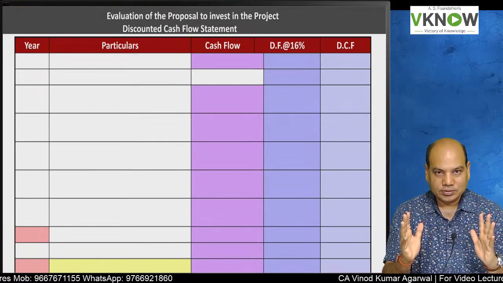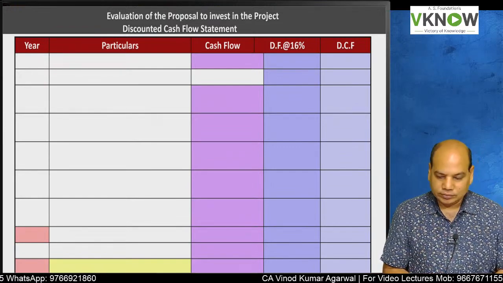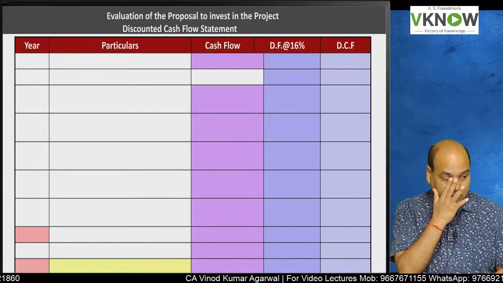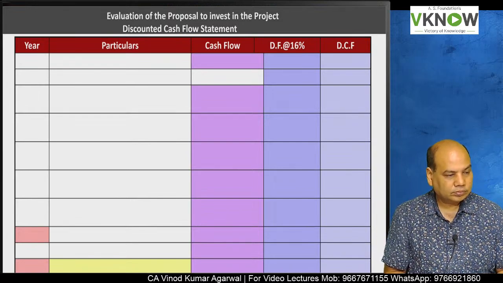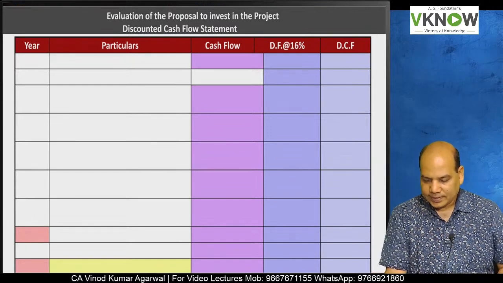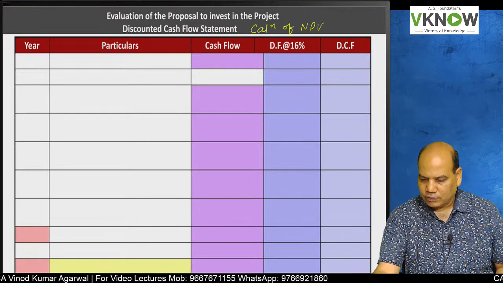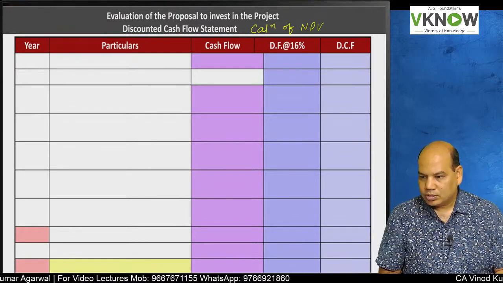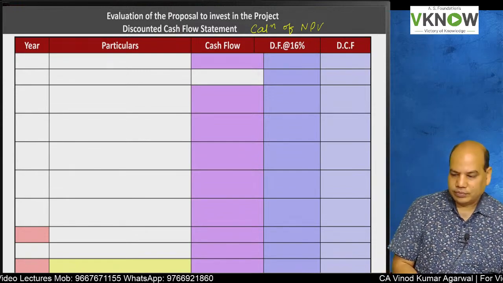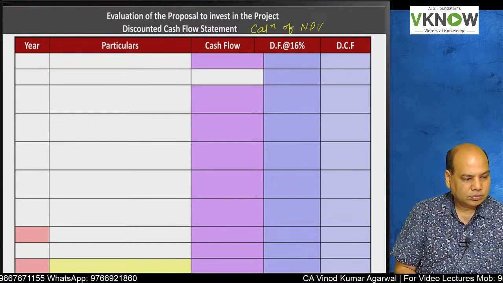Write down. First I will draw the main format, followed by working notes, more than one working note. So write: evaluation of the proposal to invest in the project. Under that write: calculation of NPV. Please solve all these questions. They are very useful. Write down the table: year, particulars, cash flow, discounting factor at 16%, and discounted cash flow.